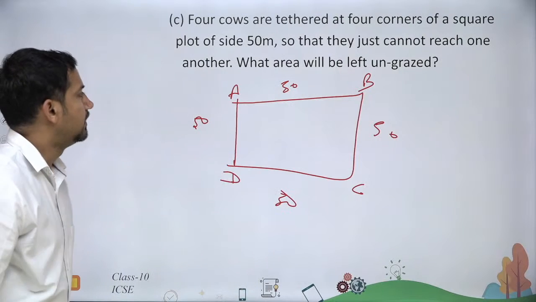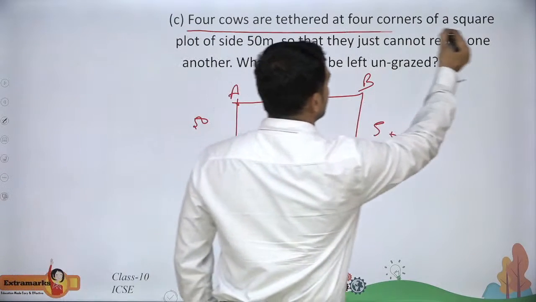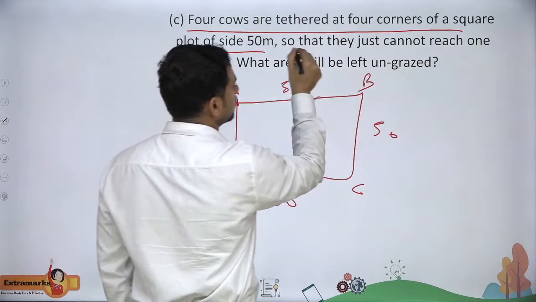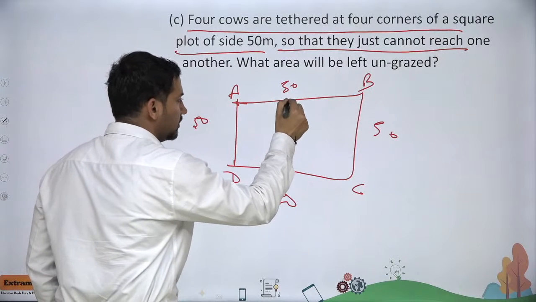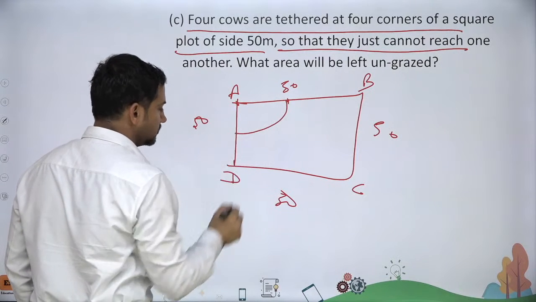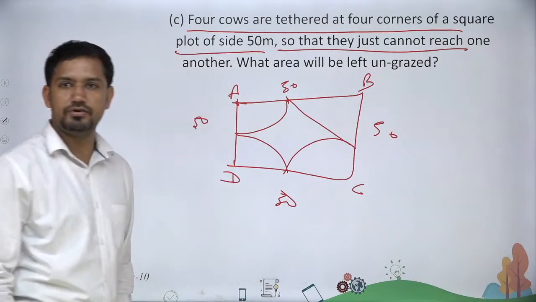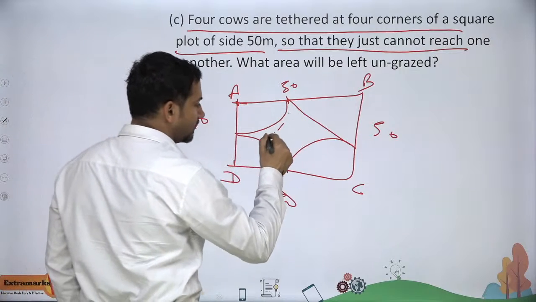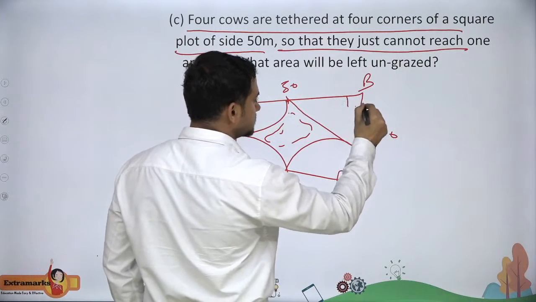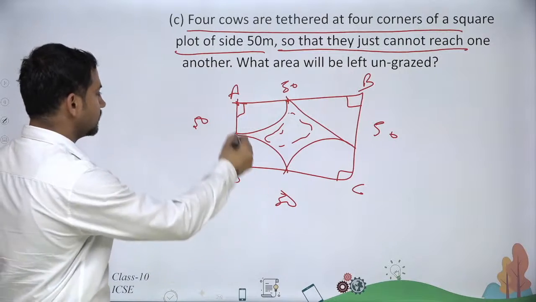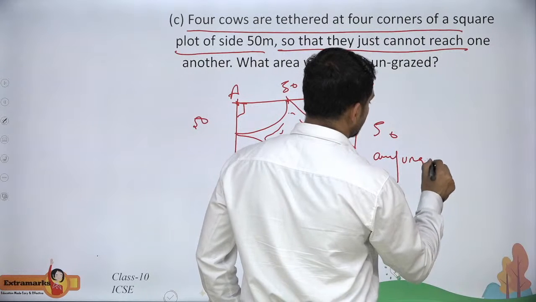Okay, four cows are tethered at four corners of a square plot, so that they cannot reach each other. Now see, this cow will graze from this point to this point. Yes or no? Similarly this cow, similarly this cow, and similarly this cow. So these are the points. So this is the area we have to find. And how can we find this area? All these angles are 90 degrees. We know that.